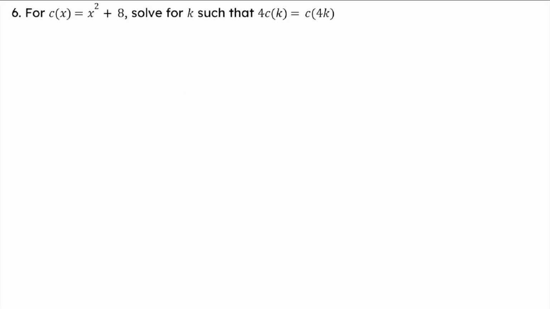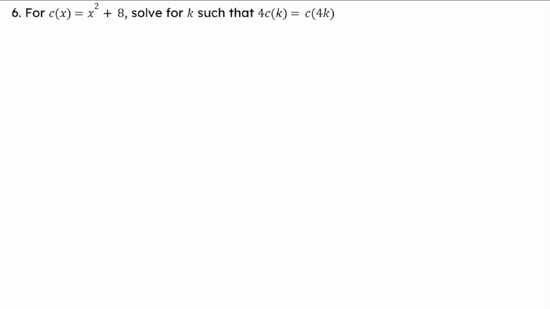Okay, last problem. This will probably be the hardest problem you'll see if it's on your quiz. So let's just get through it real quick. Number 6. For c of x is equal to x squared plus 8, solve for k such that 4 times c of k is equal to c of 4k. So we are given this function, and we're asked to solve for k such that these are equivalent. And what I'm testing you with this problem is whether you truly understand the difference between putting a number outside of the function versus inside the parentheses as an input.